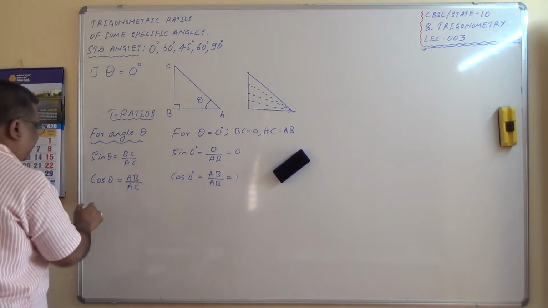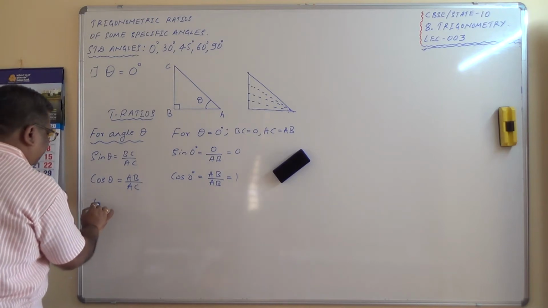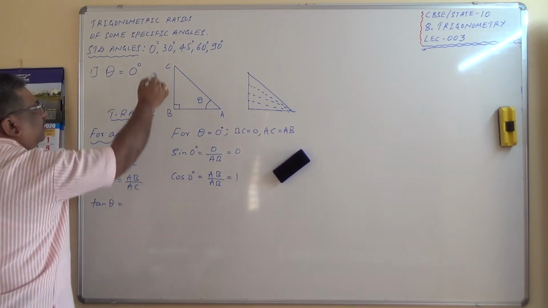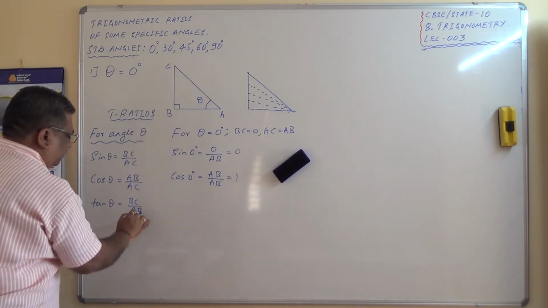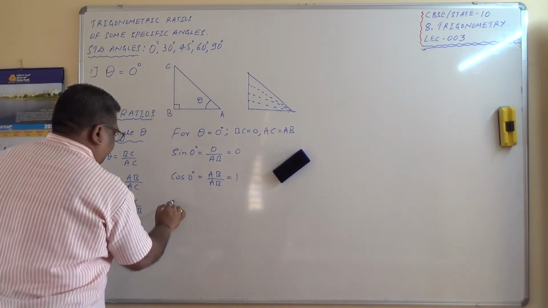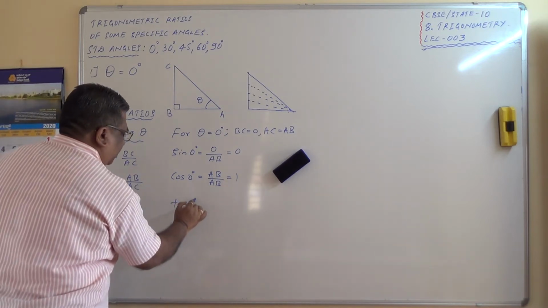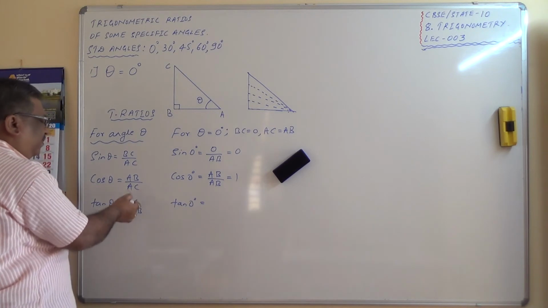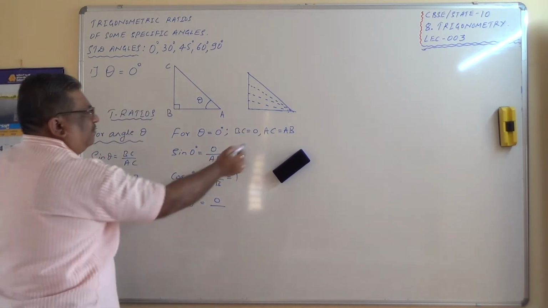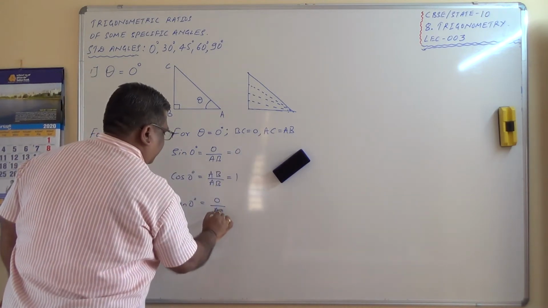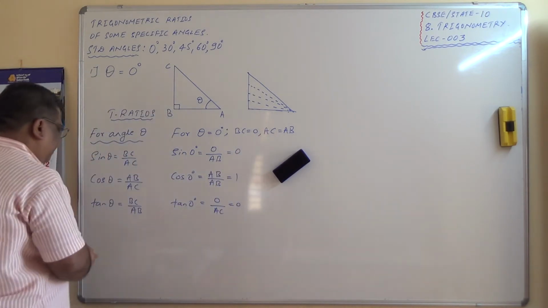Cos theta is AB by AC. Next is tan theta, BC by AB. Therefore tan of 0 degrees is equal to BC by AB. BC is 0, so 0 by AB, which is 0.